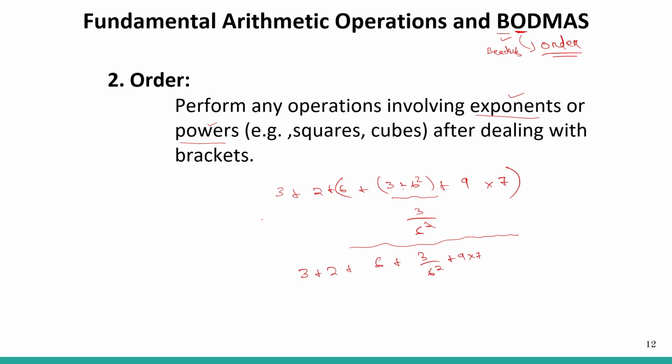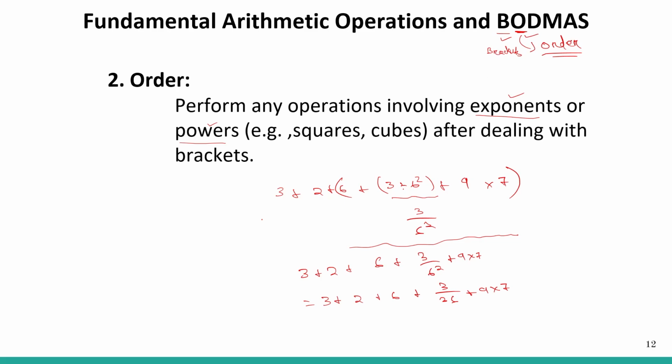So now what we can do is deal with the powers or exponents. Here the only power or exponent available is 6 power 2. So we evaluate this and simplify it. This is equal to 3 plus 2 plus 6 plus 3 by 36, plus 9 into 7. Okay, so we are now done with exponents. Then we evaluate further. This is how O is also done.